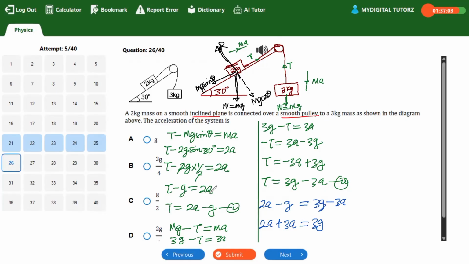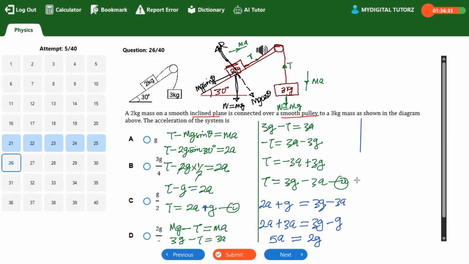No, I think we made a mistake here. When we made this the object of the formula, it is supposed to be 2a plus g, not minus. Thank you. So that is going to be plus. When this one crosses the equality sign, it turns to minus g. So I have 5a equal to 2g.